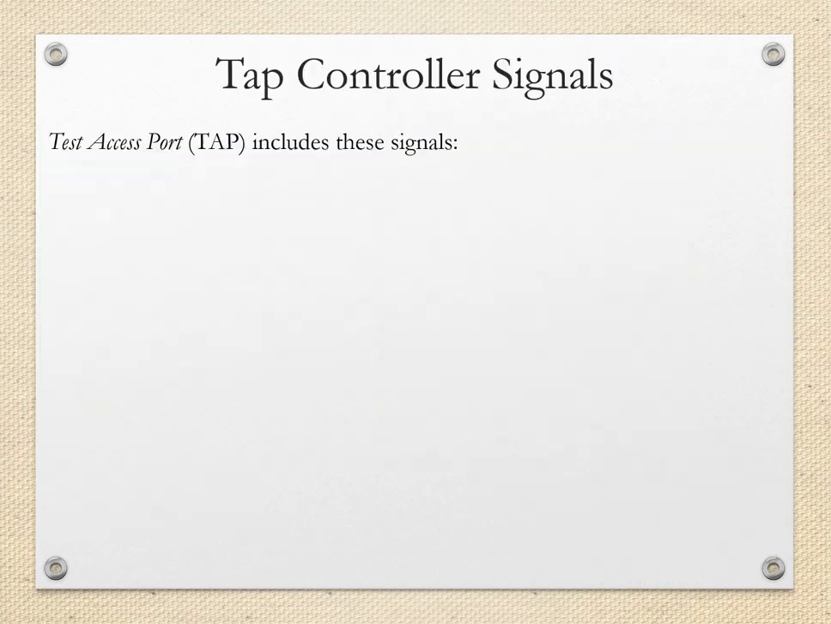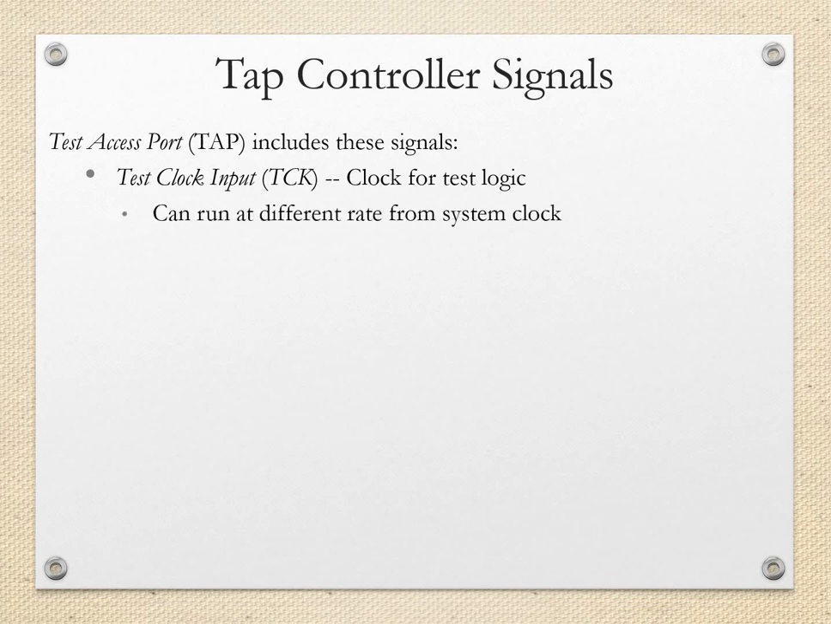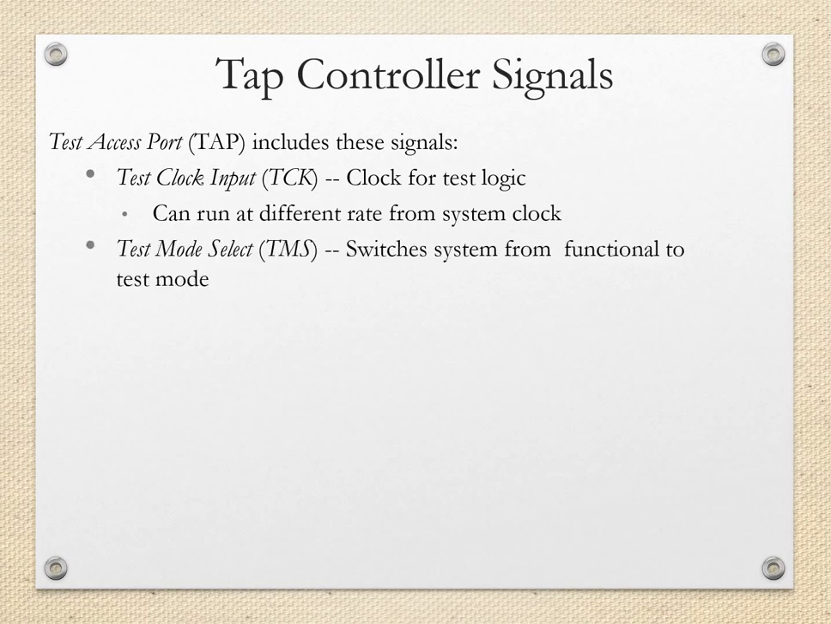We will see the details of this TAP controller. The TAP is the test access port and includes these important signals: test clock input TCK, the clock for the test logic, which can run at a different rate from the system clock. So the system clock and the test clock are different. Then we have test mode select TMS, which switches the system from functional to test mode.